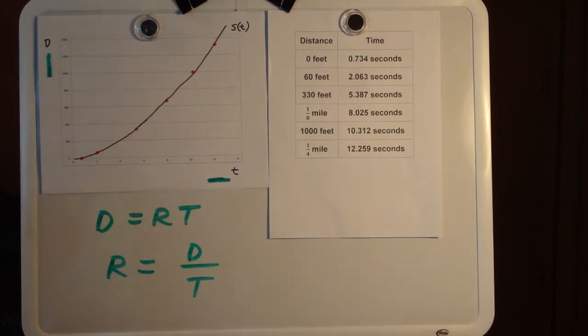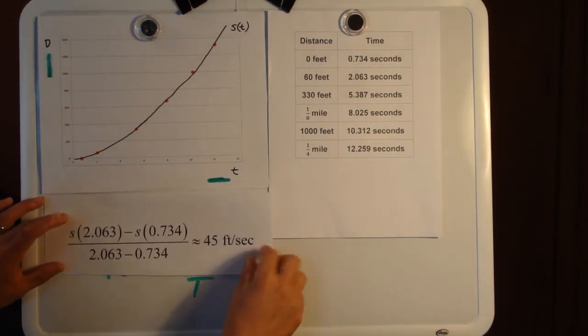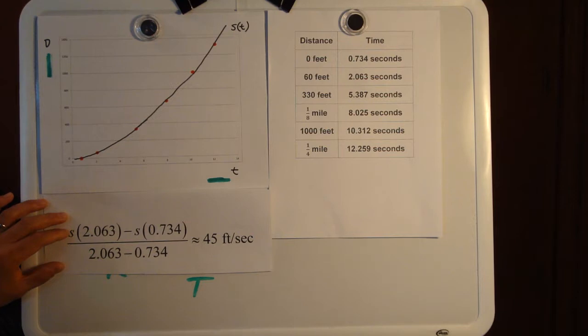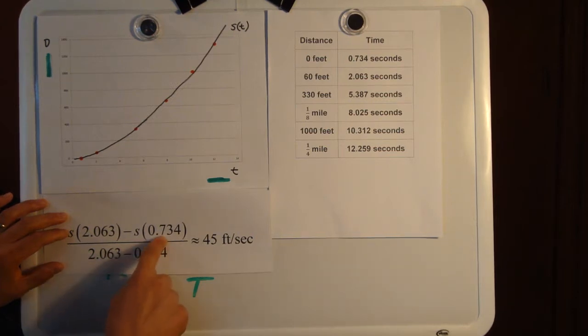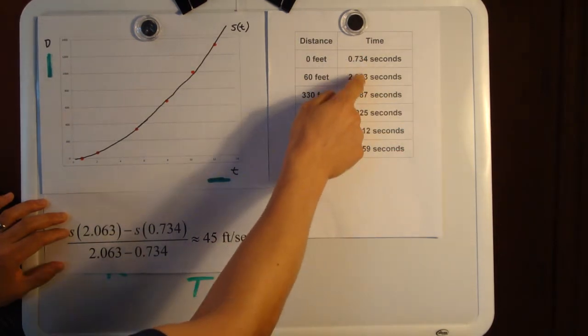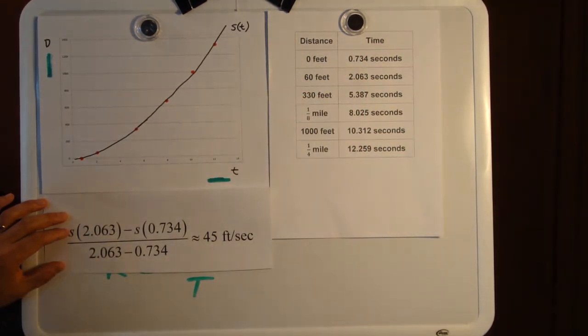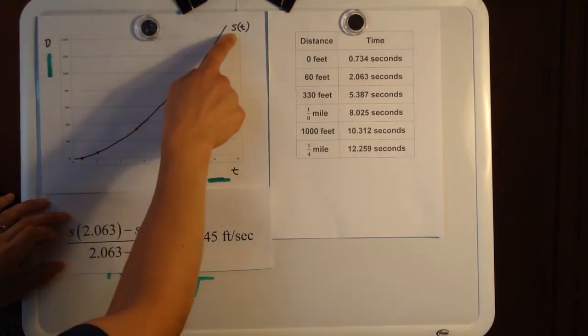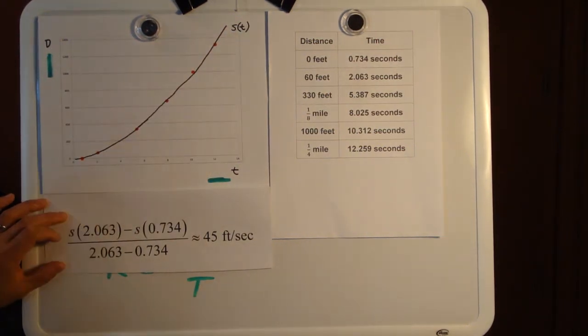Okay, so I'm going to show you this one here, right? This little calculation here. So this is using the 0.734 and the 2.063. So we're using this time information here, and this is corresponding over 60 feet. So this S here corresponds to the curve here that we have that describes the points.